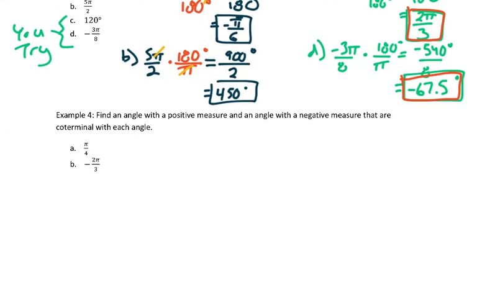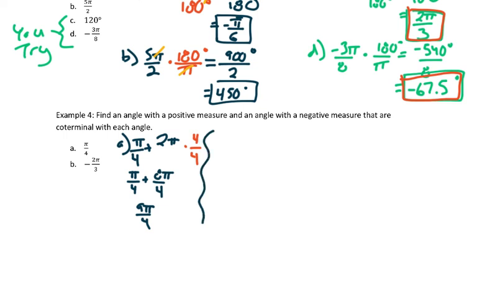All right, so example 4, find the angle with a positive measure and angle with a negative measure that are coterminal. For A, we're going to add 2 pi and subtract 2 pi. So I've got pi over 4, and first I'll add 2 pi. Remember, when we're adding these fractions, we need common denominators. So I need to make this 2 pi have a denominator of 4. So I need to multiply this by 4 over 4. So I have pi over 4 plus 8 pi over 4, which gives me 9 pi over 4. So there's a positive one.